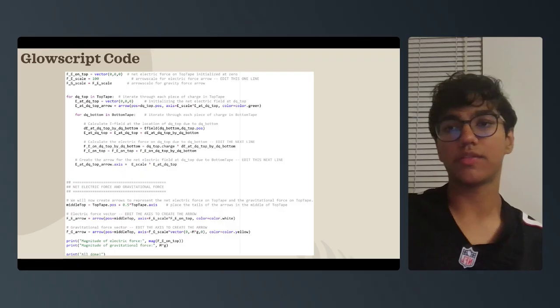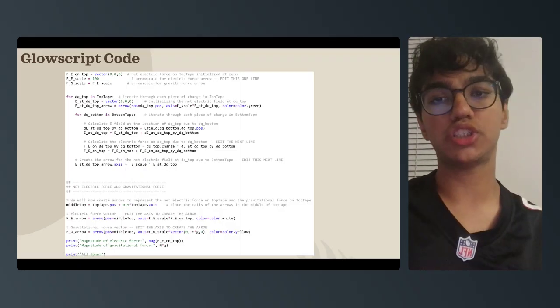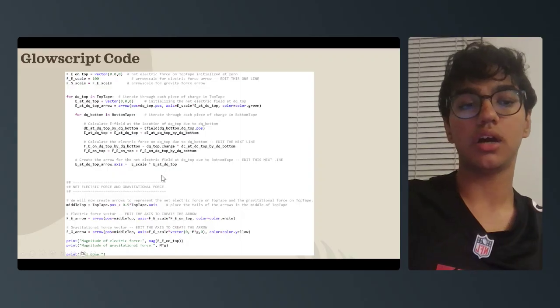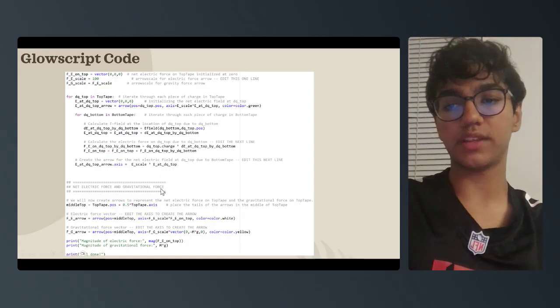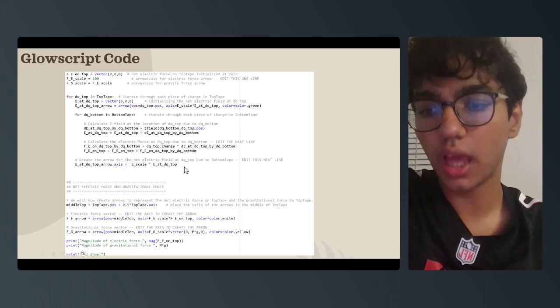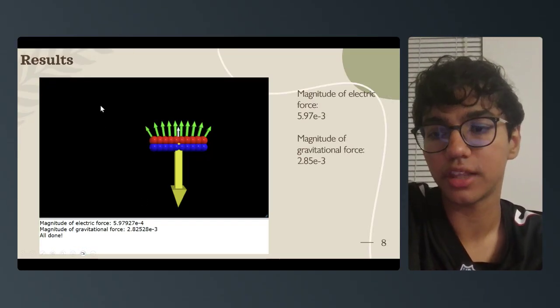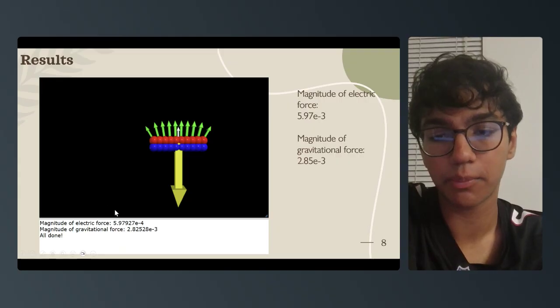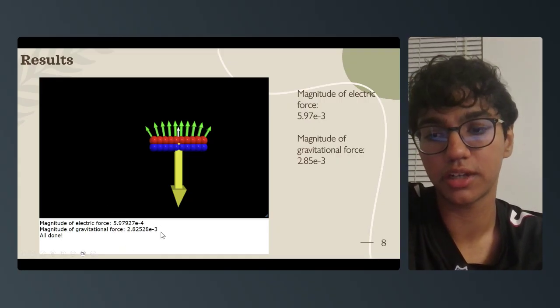We then define a few more constants, and then we do a for loop where we iterate over each charge in the line charge to find the electric field and force, so that we can visually represent this in GlowScript. And when you run the code, it actually prints this. This is the output, and it tells us the magnitude of electric force is 5.9 times 10 to the negative 4, and the magnitude of gravitational force is 2.8 times 10 to the negative 3.